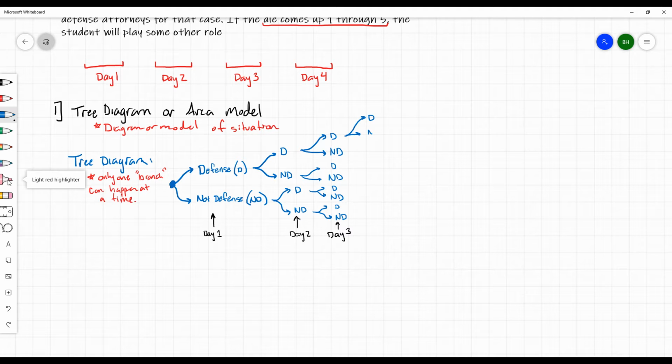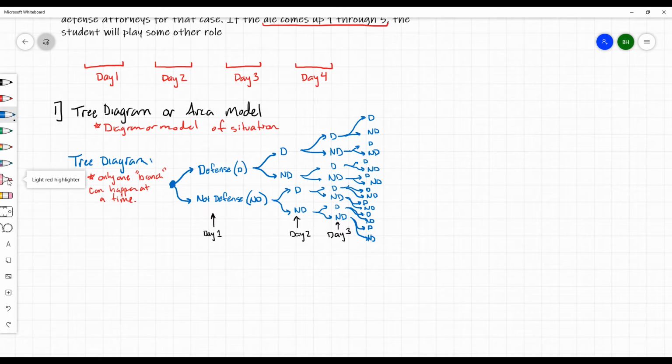She can be the defense for the last day or not defense. Defense, not defense. Defense, not defense. And this is where it starts to get a little tricky, because I really want to make sure that my branches are as straight as possible, but I didn't give myself enough room. So making tree diagrams, this is the worst part of making tree diagrams, is you start running out of room. So I hope that with your diagrams, you start finding the space so that you can make them big enough.